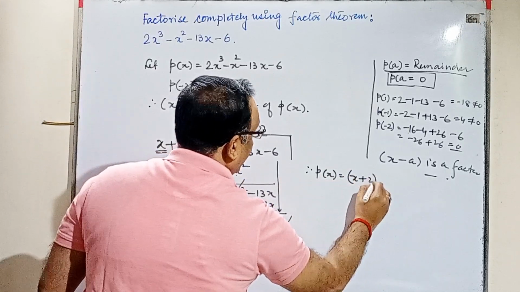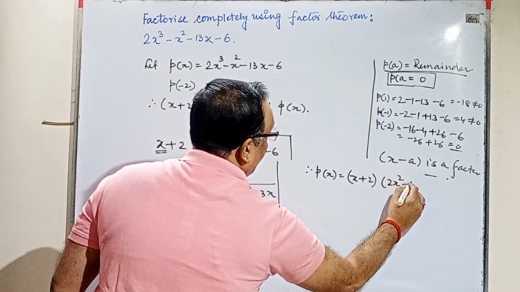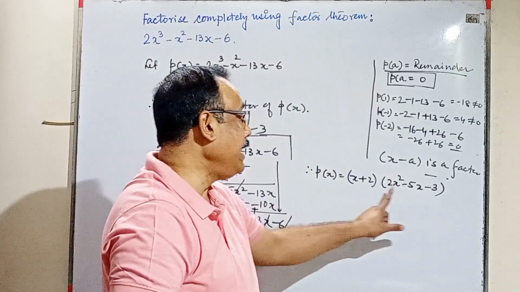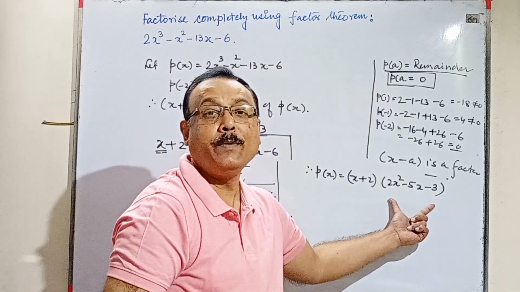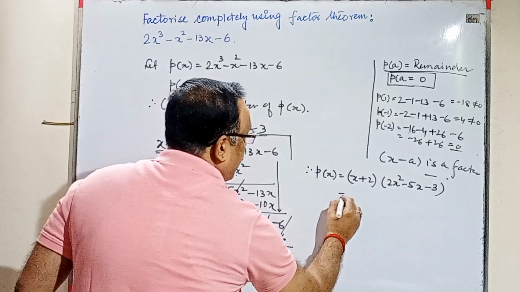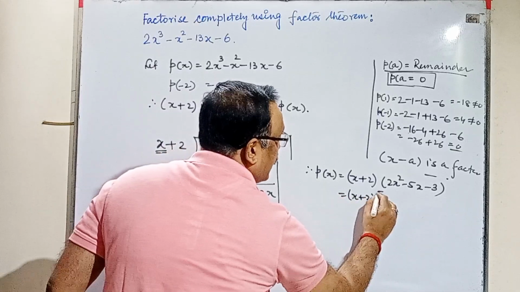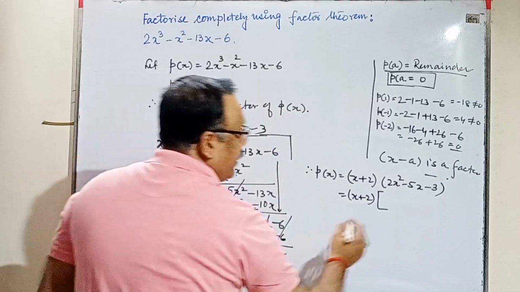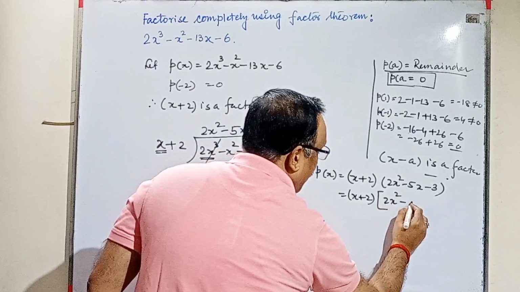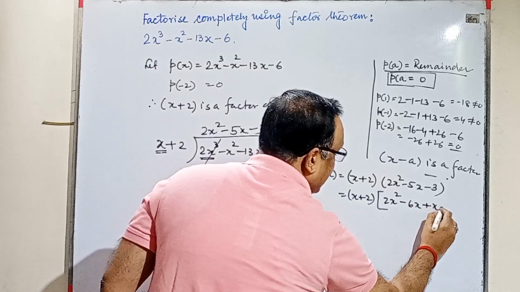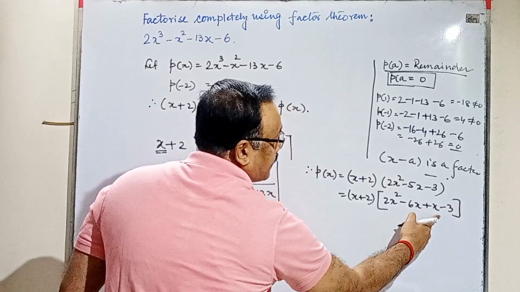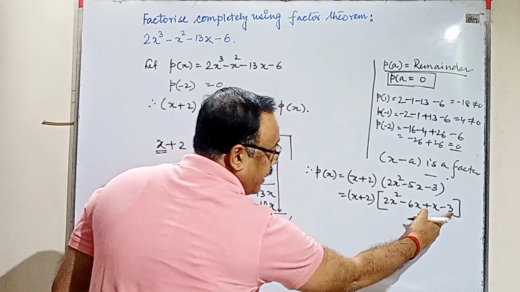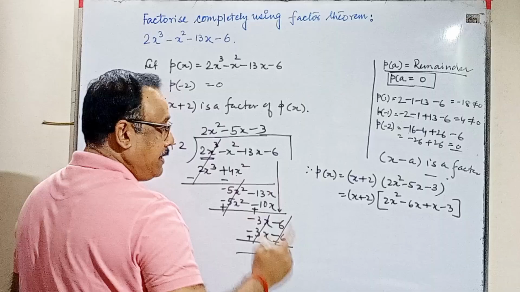x plus 2 into 2x square minus 5x minus 3. So this is linear and this is quadratic. So I'll go for middle term factorization. This will be equal to x plus 2, and I'll factorize this one by middle term. 2x square into minus 3 is minus 6x square. So this factor will be 2x square minus 6x plus x minus 3. Minus 6x plus x will give me minus 5x, and minus 6x into x will give me minus 6x square.